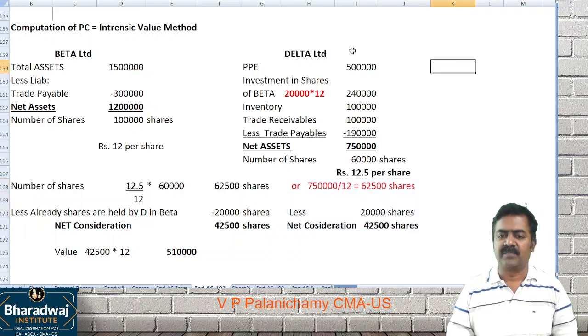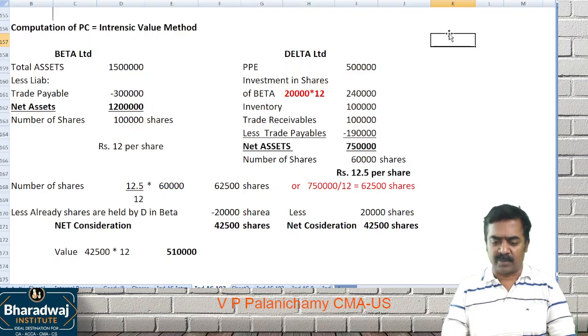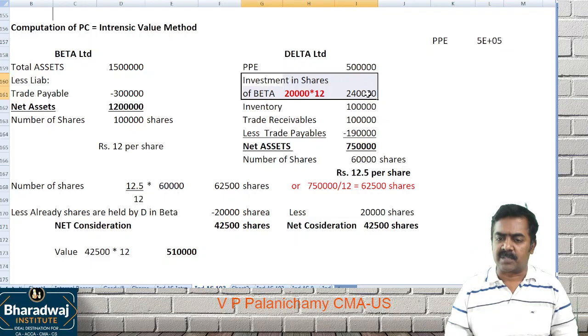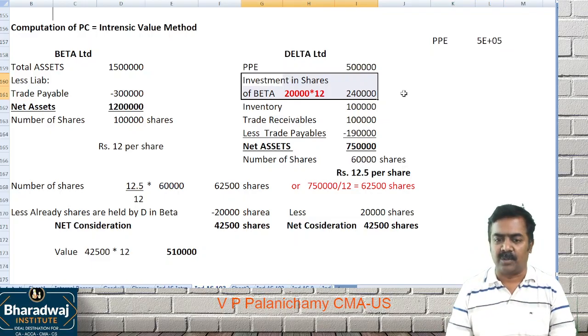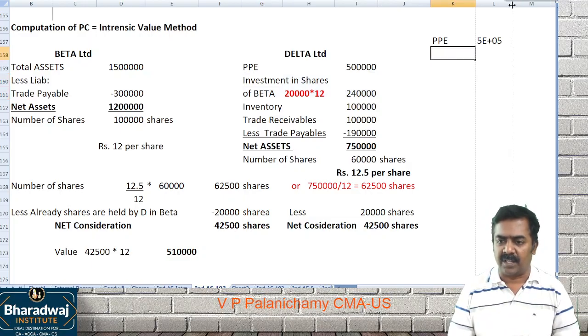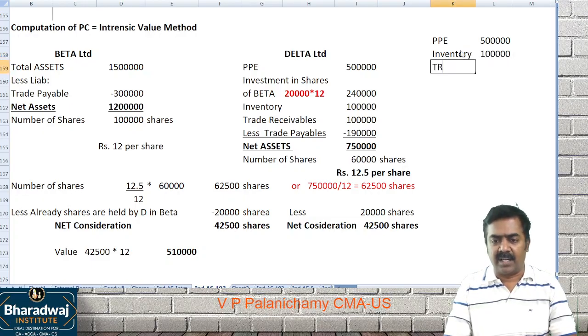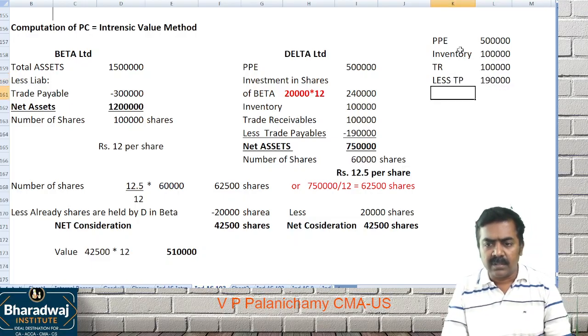There is one more model. What am I going to buy from you? PPE, எவ்வளோ 5 lakh. Will I take over this investment? Because it is an investment in my company, that's like a mutual investment. I will not take over. I will take over plant, property and equipment. அப்புறம் எடுத்துட்டு போவேன். Inventory I will take over. How much? 1 lakh. Trade receivable I am going to take over, 1 lakh. Less trade payable. எவ்வளோ trade payable? 1,90,000.